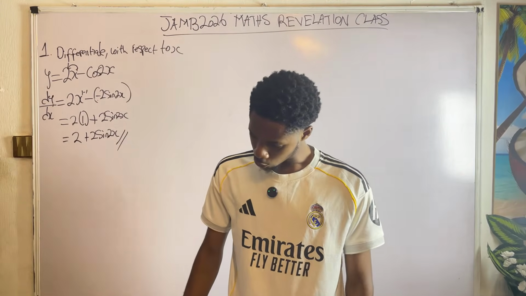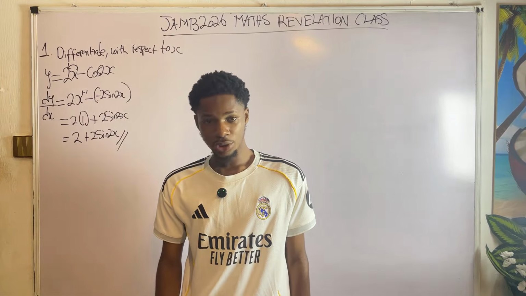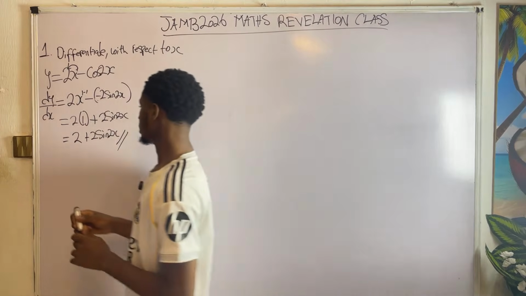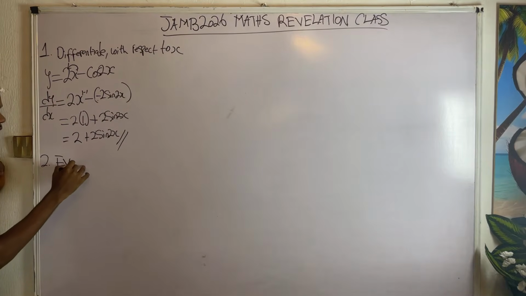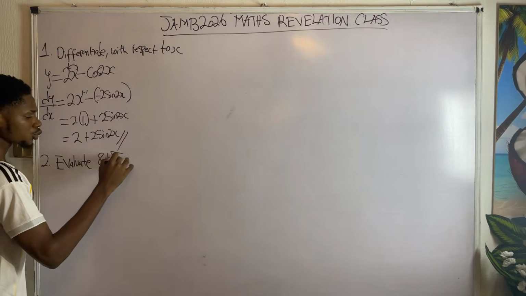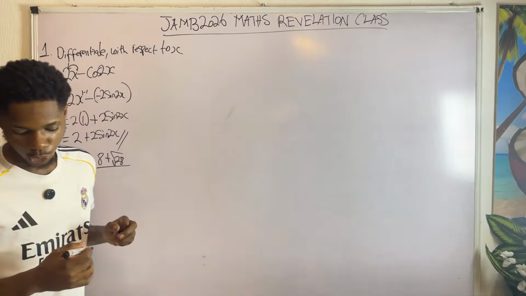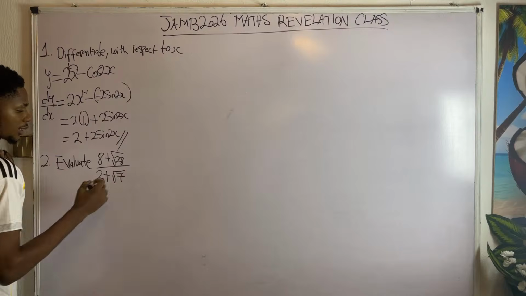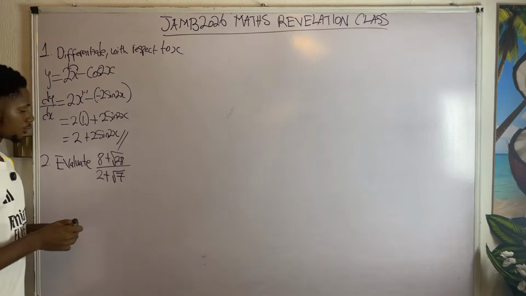Now there's another question here as well. Question 2 says, evaluate 8 plus root 28 over 2 plus root 7. Evaluate 8 plus root 28, all divided by 2 plus root 7.